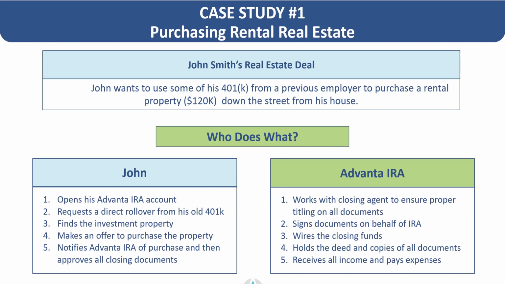The steps involved: the client, the investor, is going to open the account and do the rollover. He's finding the property and deciding what to purchase it for. Our role at Advanta, what we do as a self-directed administrator, is to make sure that the closing documents all get properly titled. We sign the documents on behalf of the IRA. We wire the funds for closing. Once the property's been purchased, we then receive and deposit all of the income from the property. So if he's renting this property out, we're receiving the rents from his tenants. Any expenses that come up, the taxes, the maintenance, insurance, we pay those out of his IRA account as well.